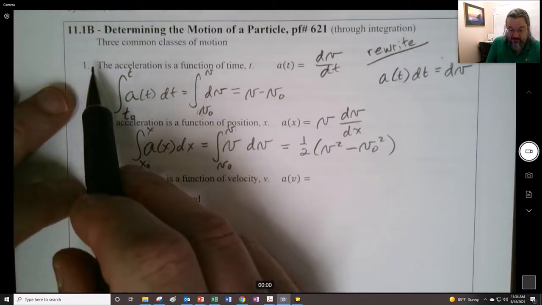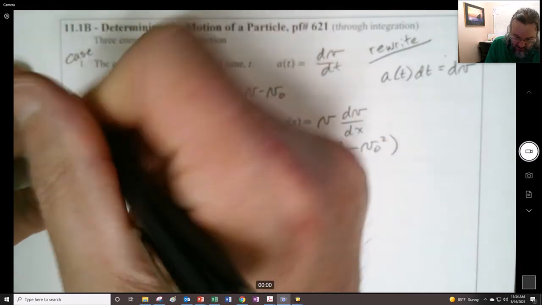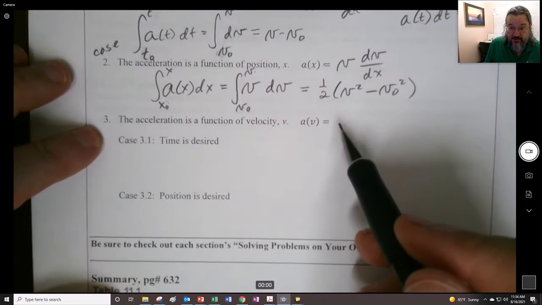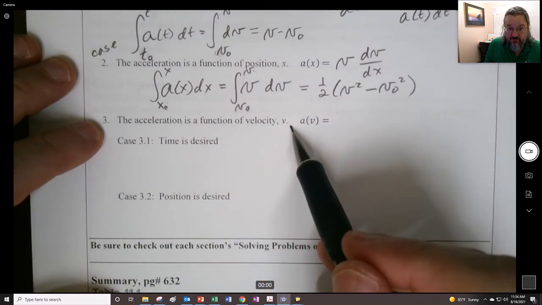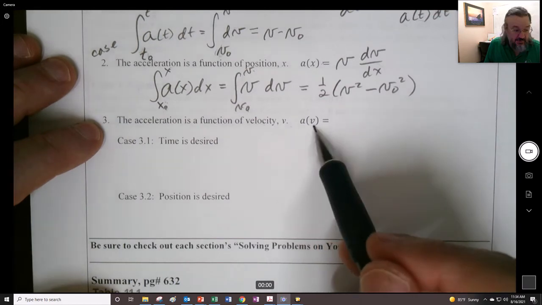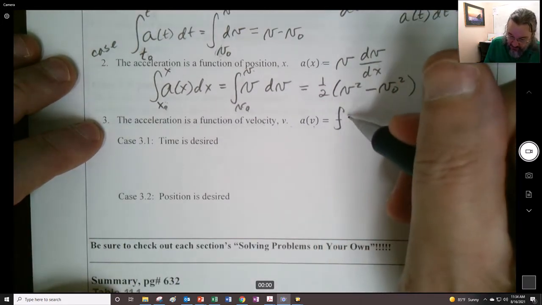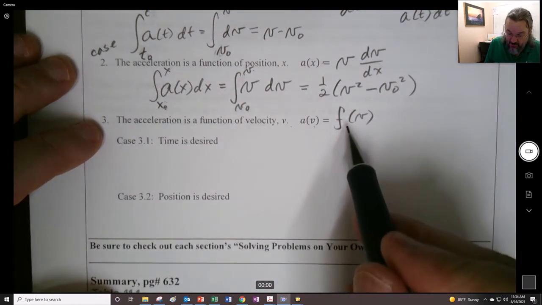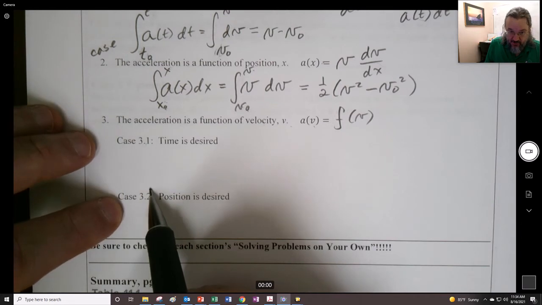Right, so that's this. I like to call this case 1, case 2. And now here's a third case that we could possibly have right here. Now, the acceleration is a function of velocity. All right, so that's going to be a little weird, but it can happen. And I'll just write it's a function of velocity over on the side. So we have two subcases here, 3.1 and 3.2.